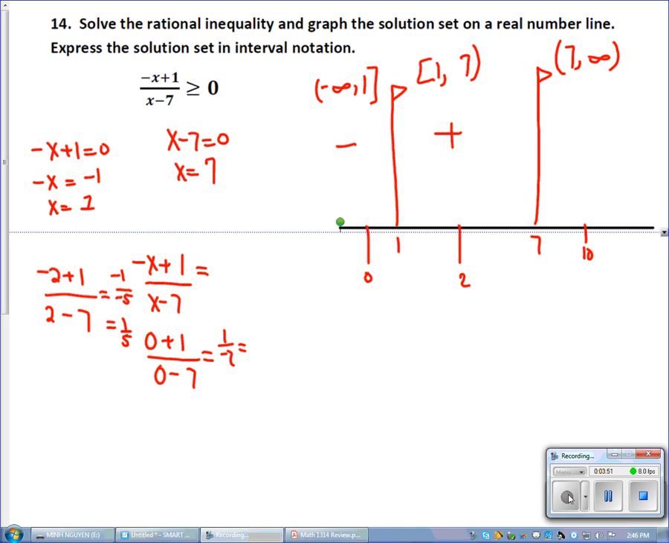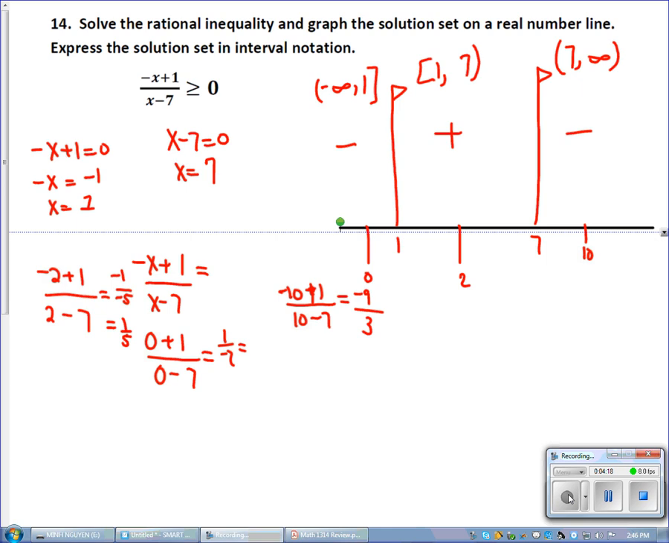All right, and then we'll use our last test number, 10. So we have negative 10 plus 1 over 10 minus 7. So negative 10 plus 1 is negative 9, and 10 minus 7 is 3. So we have a negative over a positive, which gives us a negative.